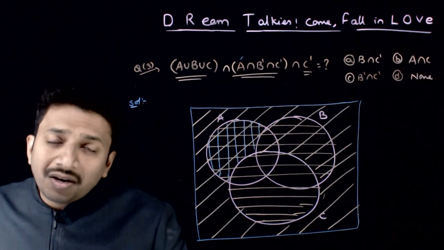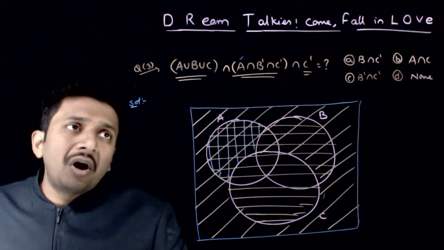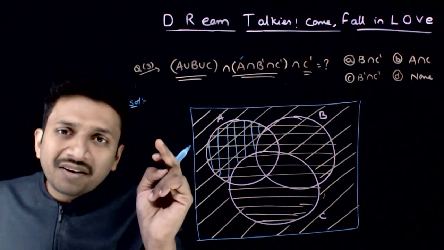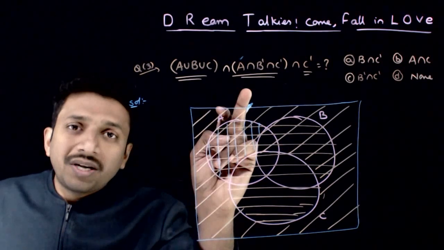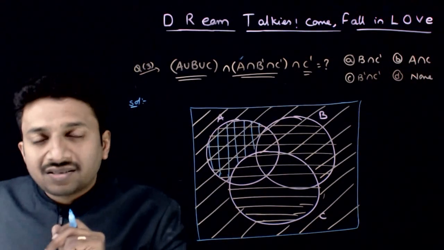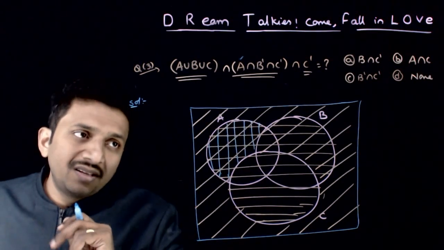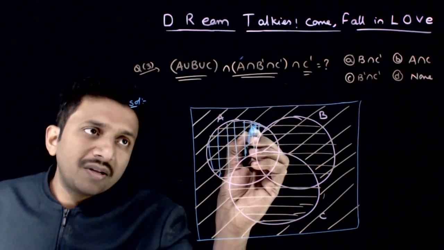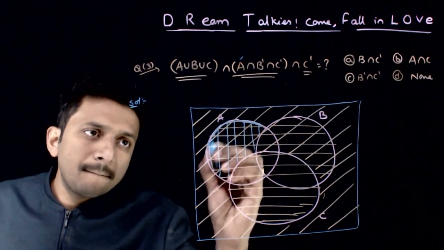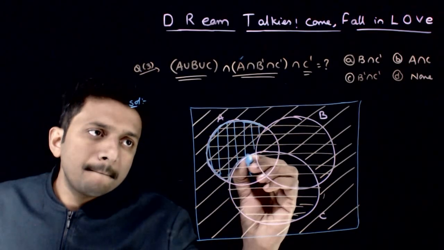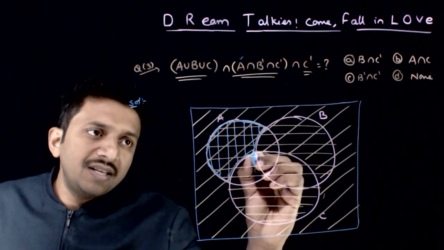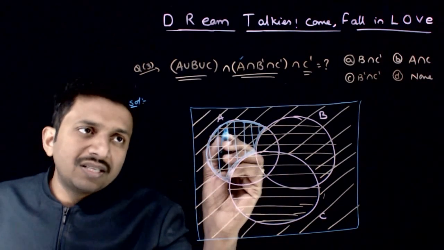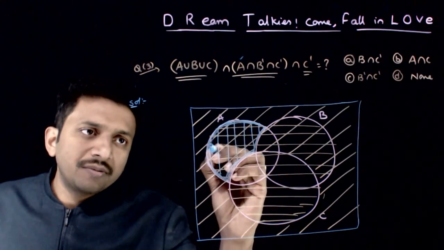Now you want the intersection of all the three sets. That is, you want the region where horizontal lines are there, vertical lines are there, as well as checked lines are there. Can you see the region? This is the region which contains all the three kinds of lines. So this will be the region that you want.